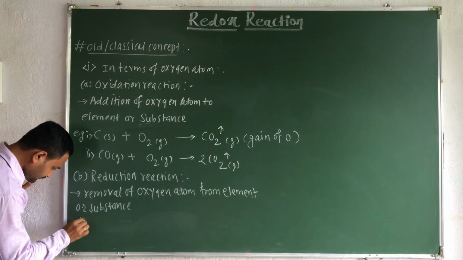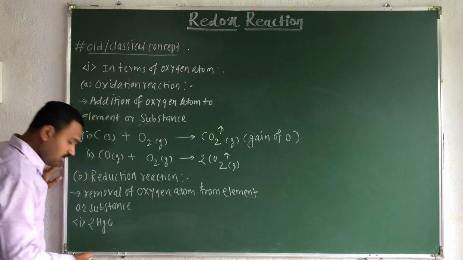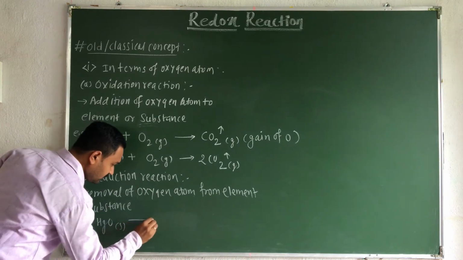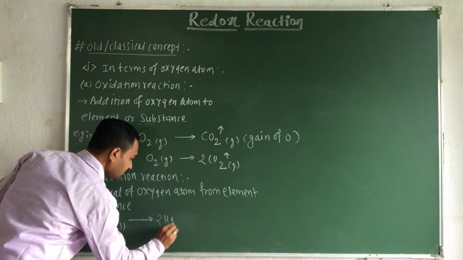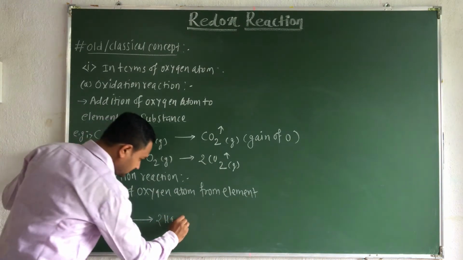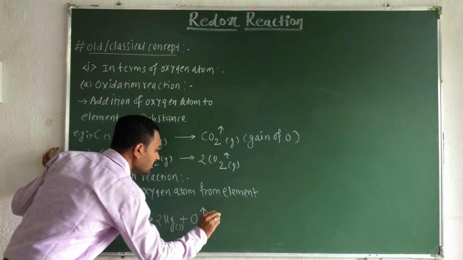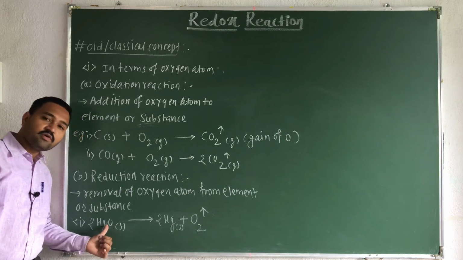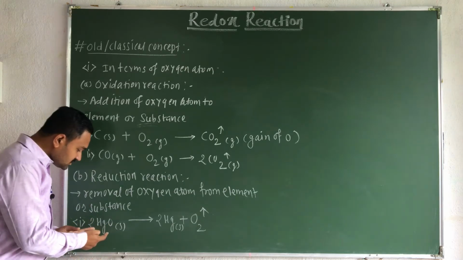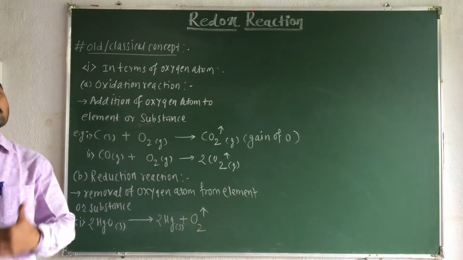Example, 2HgO, mercuric oxide in solid state, when it is heated it will give mercury in solid state plus it will evolve oxygen. As there is a removal of oxygen atom from this mercuric oxide, hence this process is known as a reduction reaction.